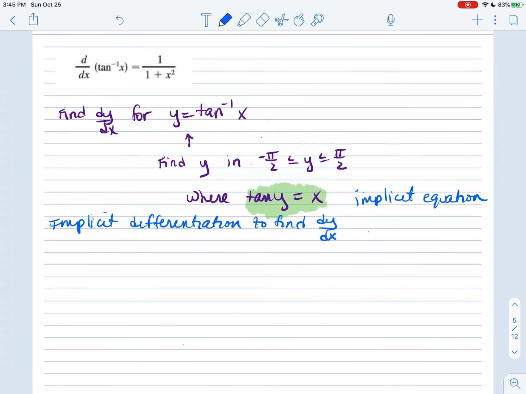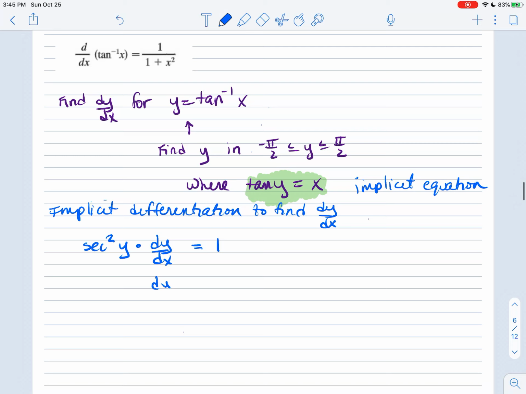And so here we go. The first step in using implicit differentiation is to take the derivative of all terms within the equation. The derivative of tangent is secant squared, and the derivative of tangent y is going to employ the chain rule, and we will have secant squared of y, but then times the derivative of the inside, and the derivative of y is dy dx. Then we say equals, the derivative of x is just equal to 1, and then our next step is to solve for dy dx.